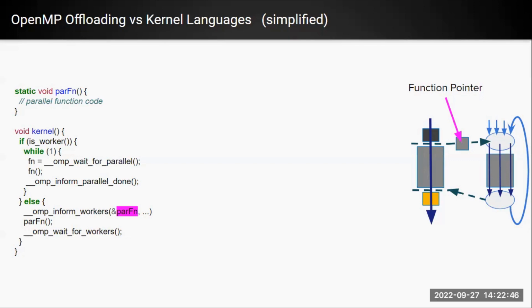So what happens? Kernel is started. The threads determine if they are the main thread or the workers. The workers go into the state machine, waiting. The main thread executes the user code. This is the user code. User code in this case is just a parallel region, which then is outlined into a function. So the content of the parallel region is inside of par func.